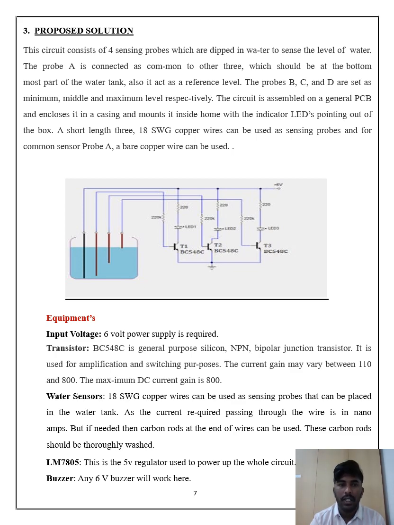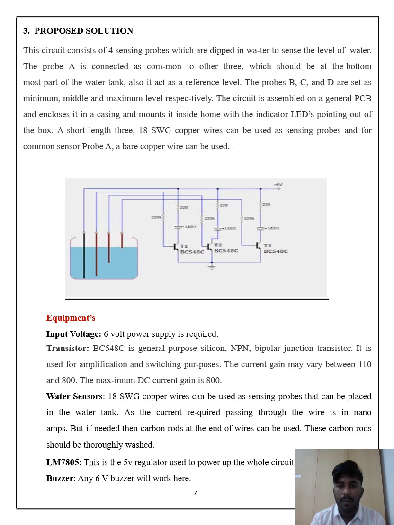A short length of 18 gauge copper wire can be used for the sensing probes and for the common sensor probe. A bare copper wire can be used. Equipment: input voltage, a 6 volt power supply is required. Transistors.